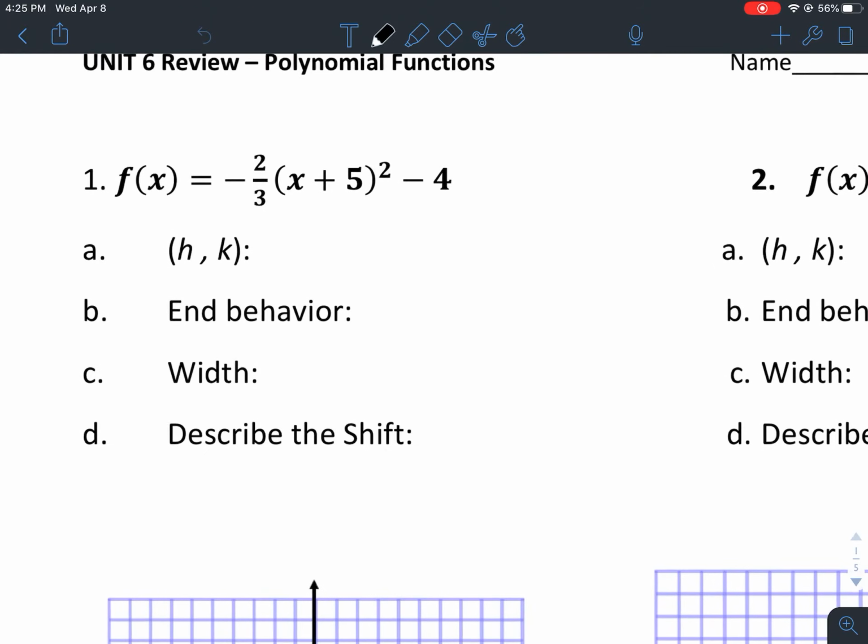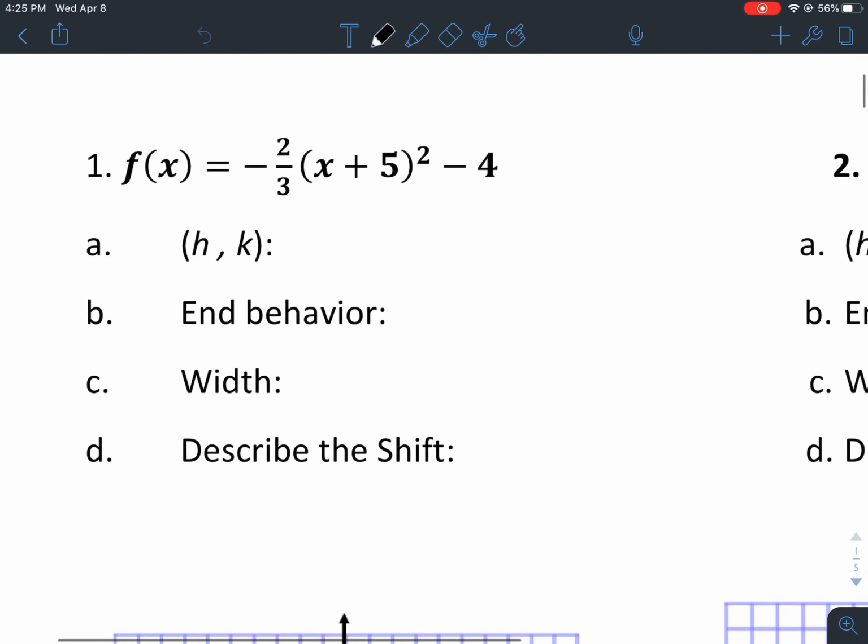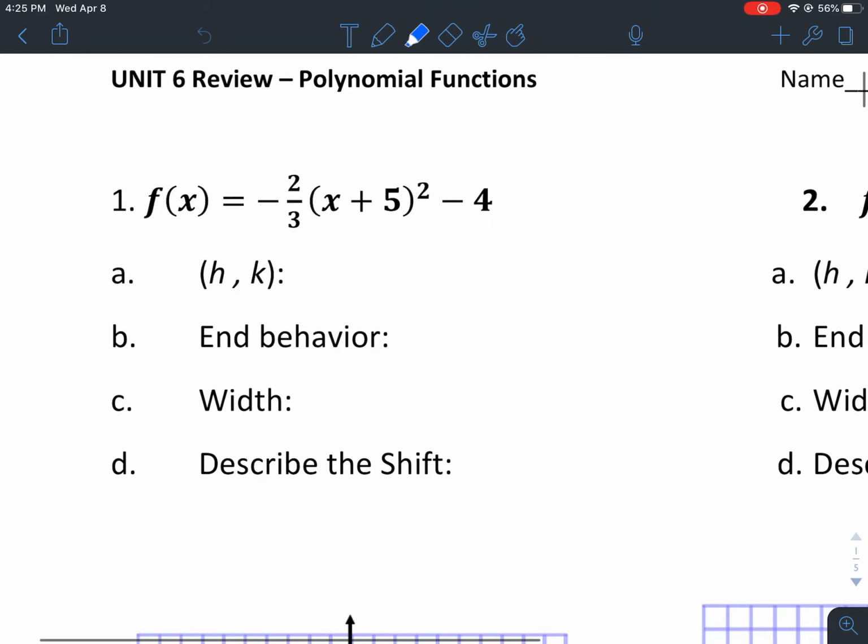Okay, so if we start with number 1 here, to determine the HK, we're looking at the inside of the parentheses right here for our H value, and then we're looking at the outside right here for our K value. Our H value is always opposite of whatever the number in parentheses is. So we have positive 5, so then our H value is going to be negative 5. And then our K value is always whatever is on the outside right here, and that stays the same, so that's negative 4.